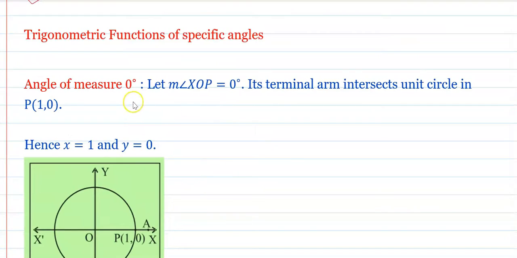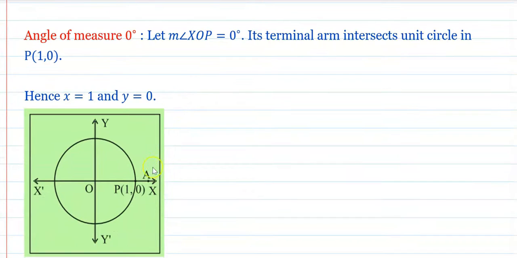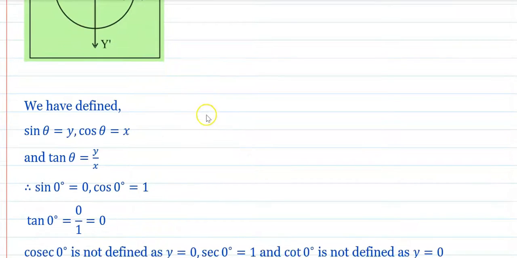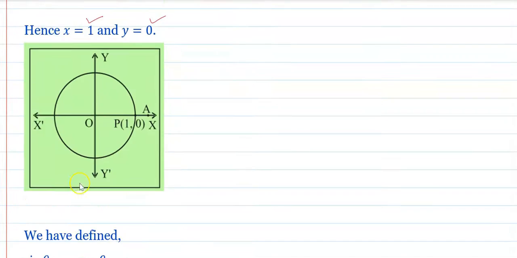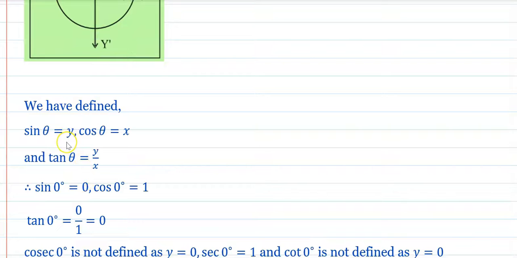Now the first measure of angle is 0. Measure of angle XOP is equal to 0 degrees. The terminal arm intersects the unit circle at the point P whose coordinates are 1, 0. Here x is 1 and y is 0. Okay, and therefore we define sin theta is equal to y and cos theta is equal to x. Tan theta is y upon x.